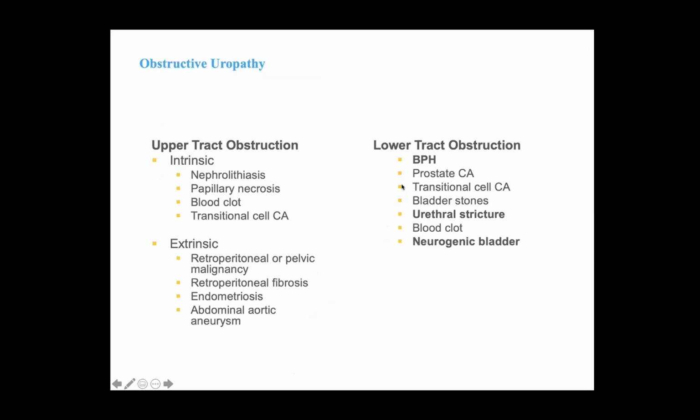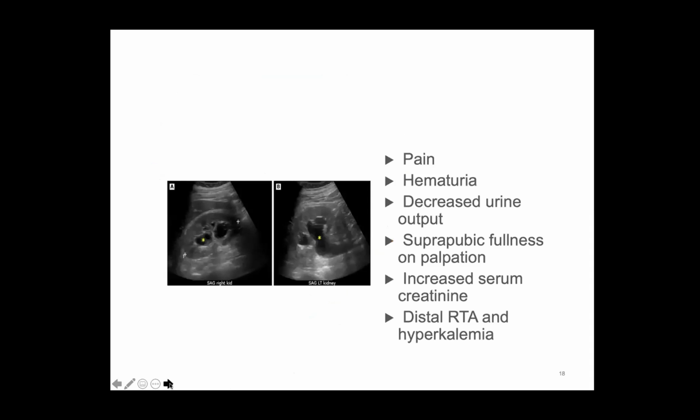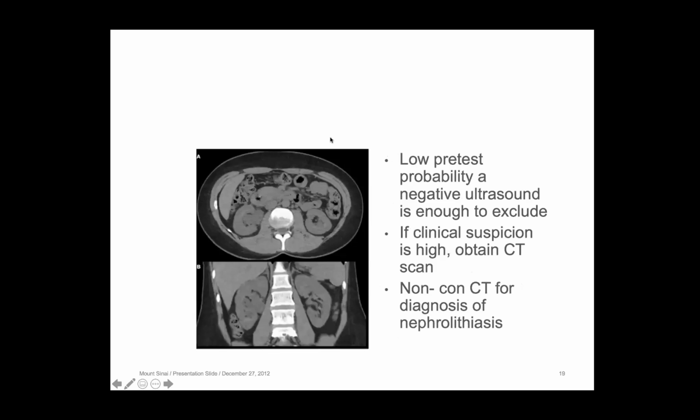So the next thing we'll talk about is obstructive uropathy, or your post-obstructive causes. Like we went over most of this, the upper tract obstruction and the lower tract obstruction. How do you manage? And what are the clinical symptoms? You see pain, hematuria, decreased urine output, suprapubic fullness on clinical exam, which is a very good bedside test, or suprapubic tenderness. On labs, you will definitely see increased serum creatinine, and it causes distal RTA with hyperkalemia.